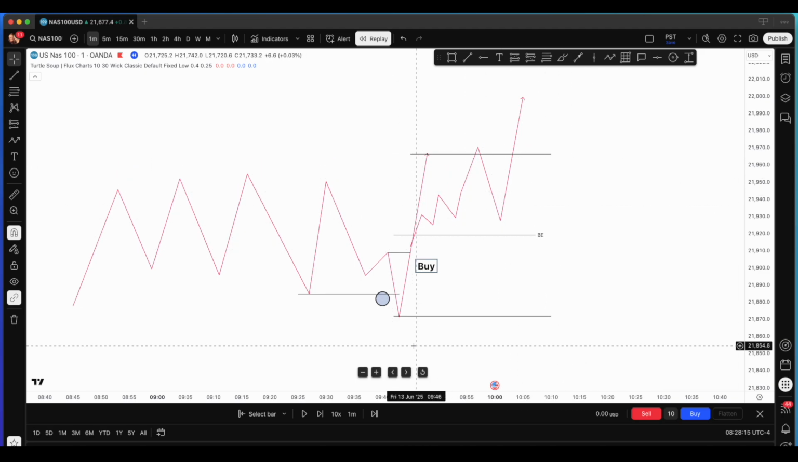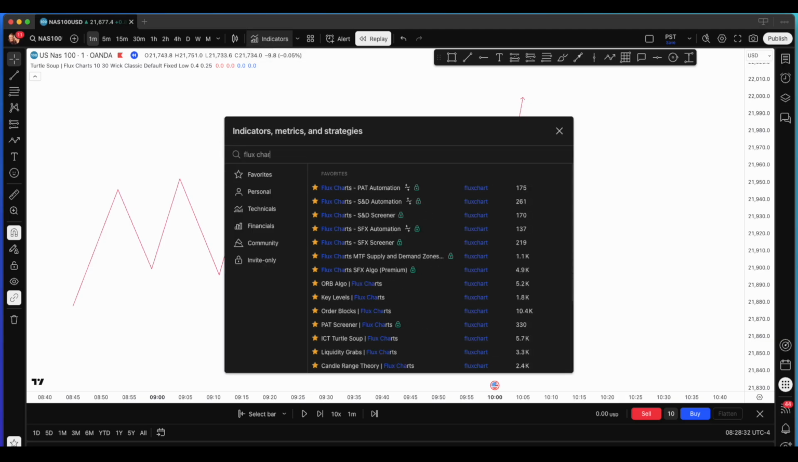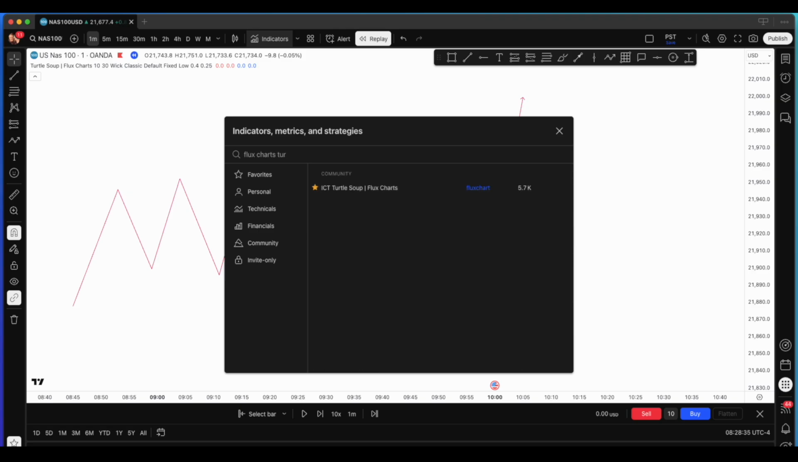So we wait for liquidity, we wait for the signal, we enter, we have a break even trade at 1-to-1, and then we're going to target a fixed TP that the indicator is giving us. So what you want to do is go to indicators, type in Flux Charts turtle soup, and it's going to be this one right over here.